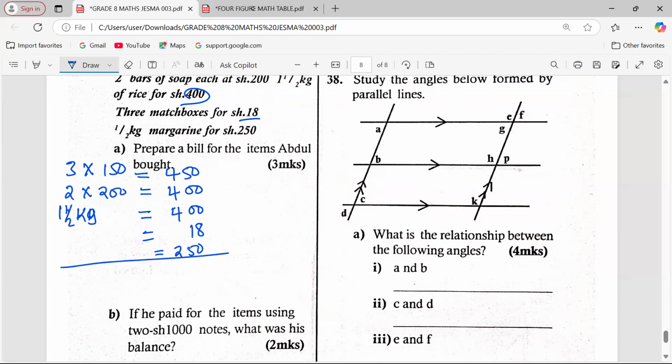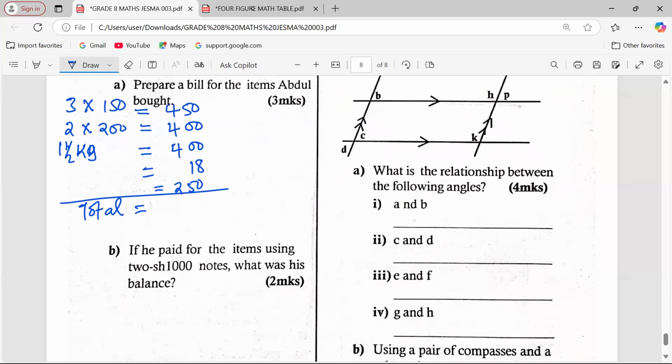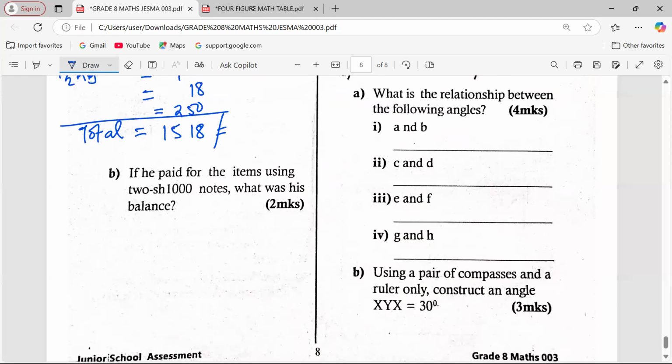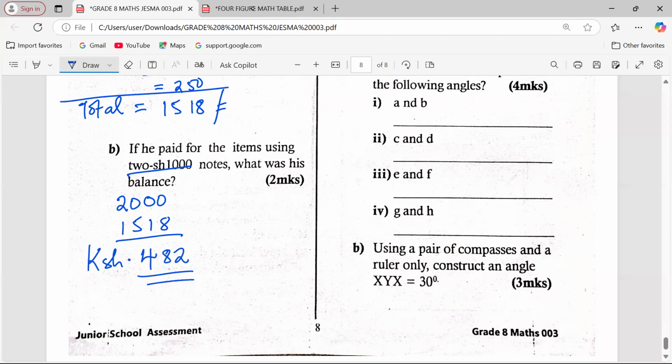So in this bill, when we add up everything, we shall have a total of 1518 Kenya shillings. Then Abdul now paid for this bill using 2 1,000 shilling notes. That means he gave out 2,000. And now the bill was 1518. So the balance is going to be Kenya shillings 482.